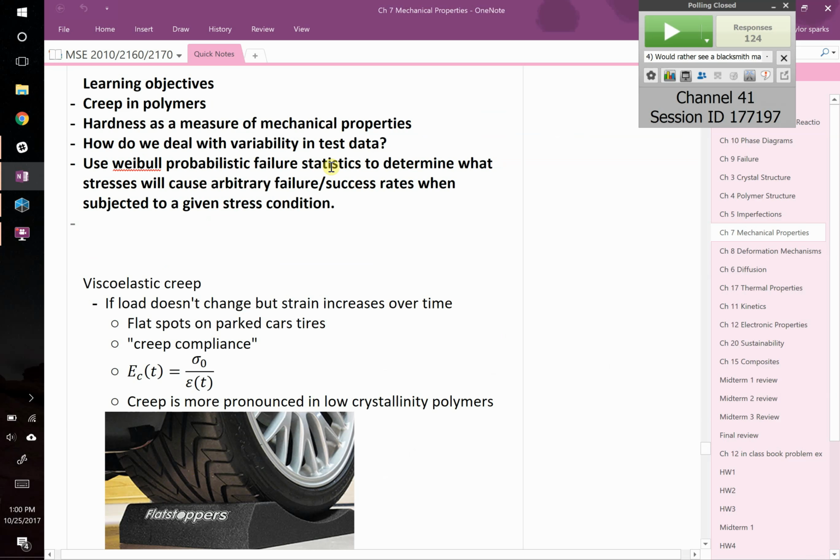Okay? All right, so what are we going to learn today? We're going to talk just a few more moments about creep in polymers. We'll say a few words about hardness as a measurement and that it can help us glean some other mechanical properties. And then we're going to spend the bulk of today's class talking about variability in data, and we'll introduce Weibull probabilistic failure statistics, which in my opinion, this or free energy are like the two most important things you're going to learn this semester. They're just incredibly useful things to learn as engineers.